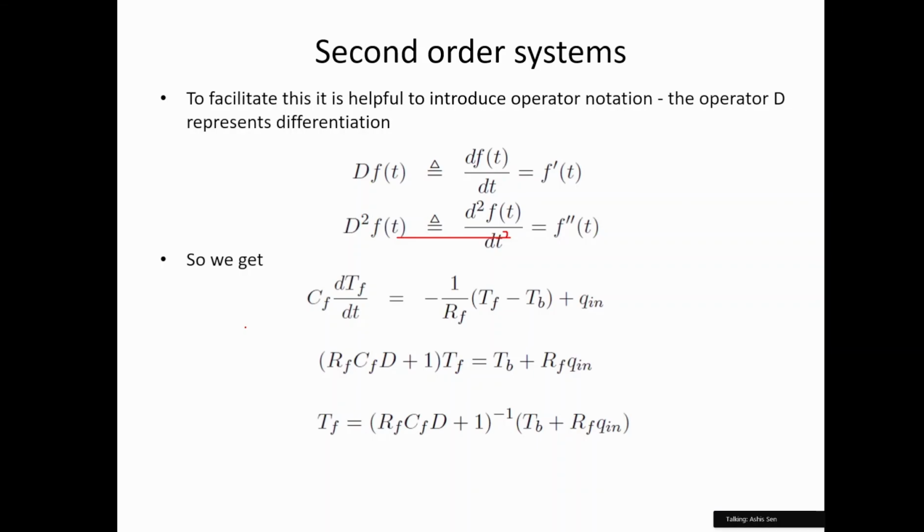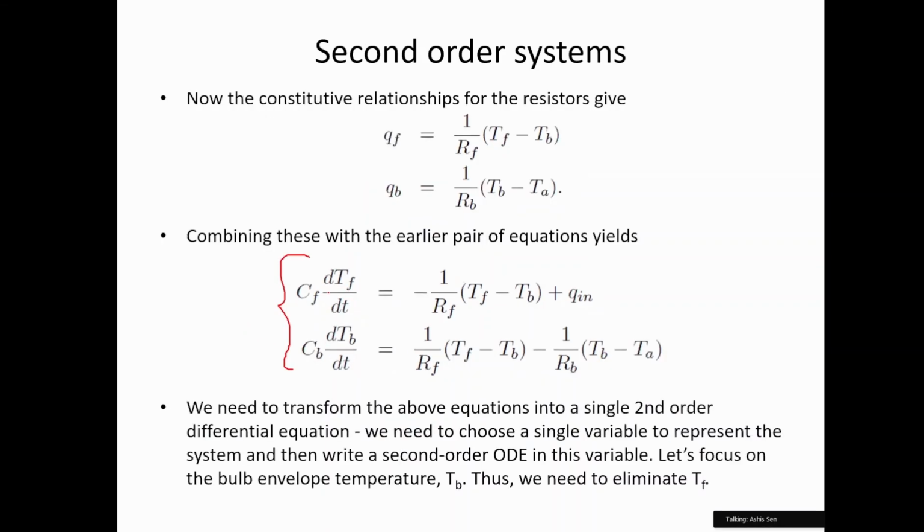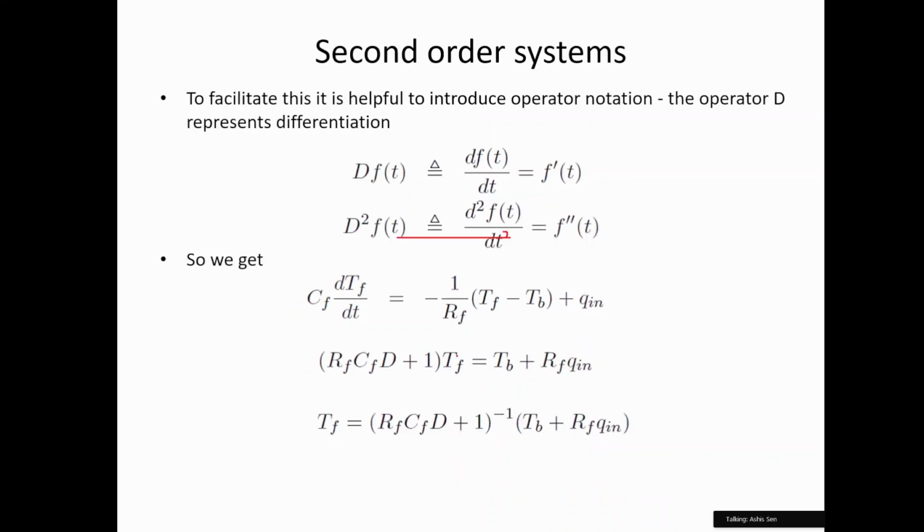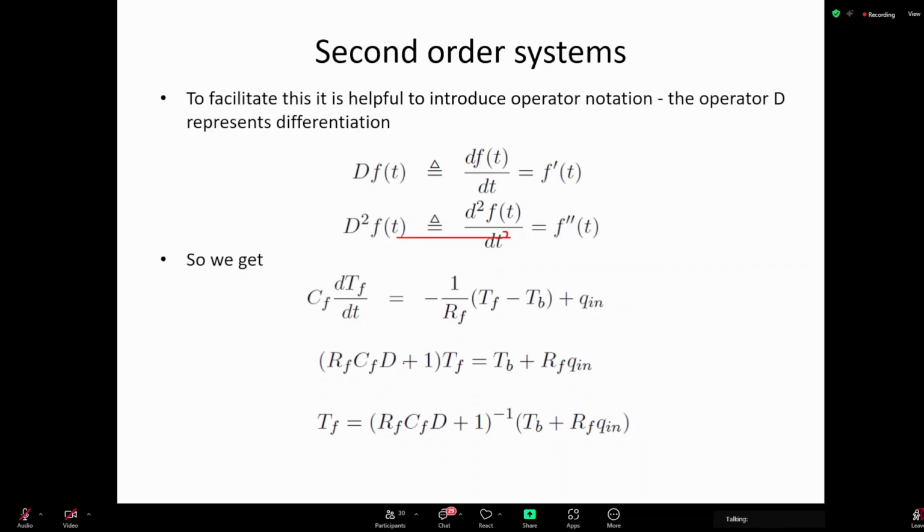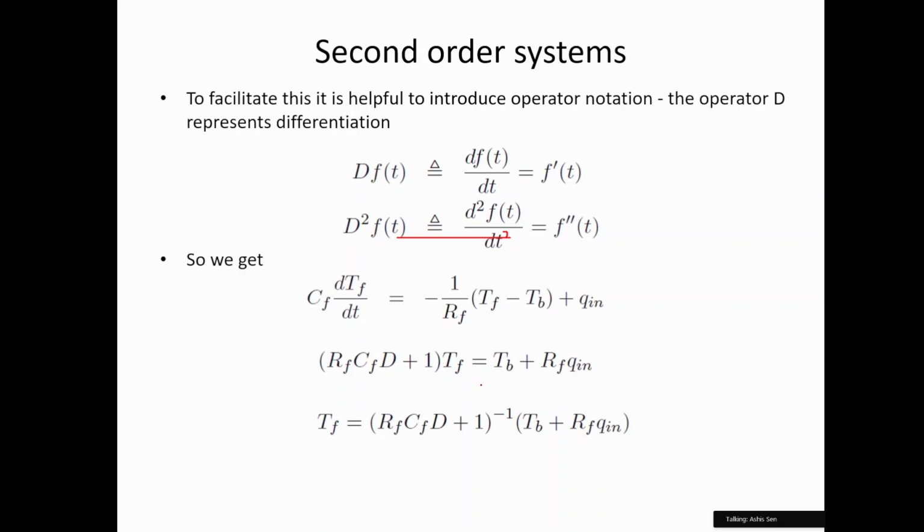Here you write that CF dTF over dt. From here, CF dTF over dt is basically the same thing you write here. Now your d over dt is written as capital D. And you multiply both sides with RF. So you have RF times CF times d by dt, which is D, and then you will also have TF here, minus TF on the right hand side. If you take it to the left hand side, it will become plus TF. So that means (RF CF D plus 1), the whole thing times TF. Basically, this is d by dt of TF, and this is only TF when multiplied.